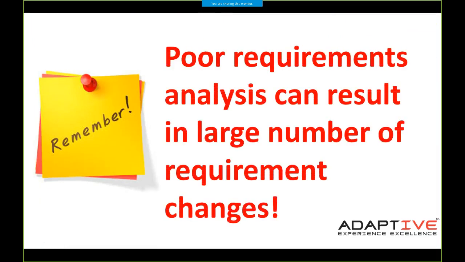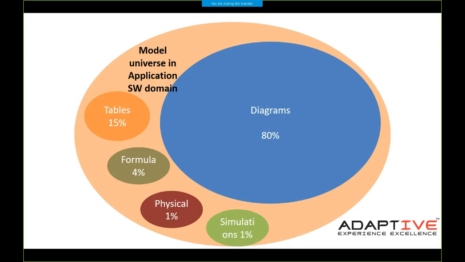Now remember, if we don't do this knowledge area well, we can have a very large number of requirement changes down the road. But the problem is that those requirements changes will often happen later in the process when they are the most expensive. Okay, so how do we typically present information to people?